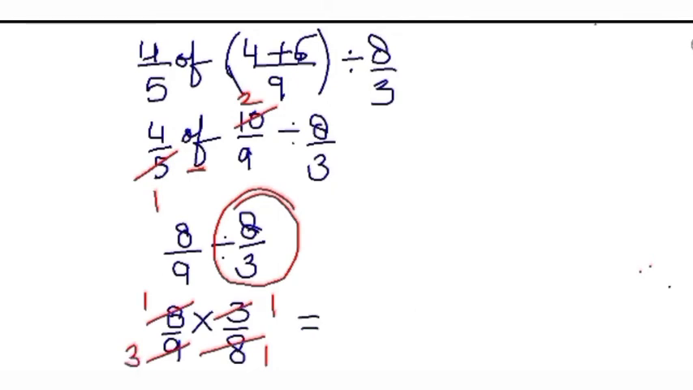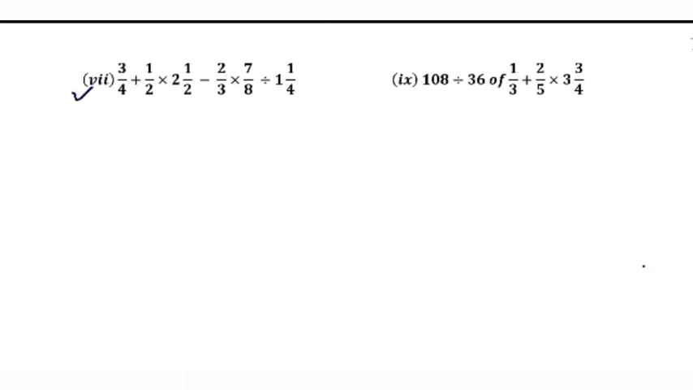So what you are getting now, in the numerator 1 times 1 is 1 and in the denominator 3 multiplied by 1 is 3. So your answer is 1 upon 3.